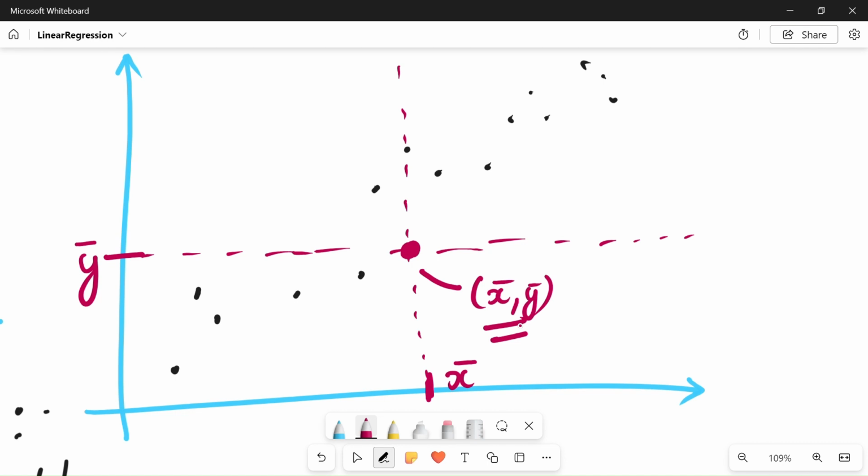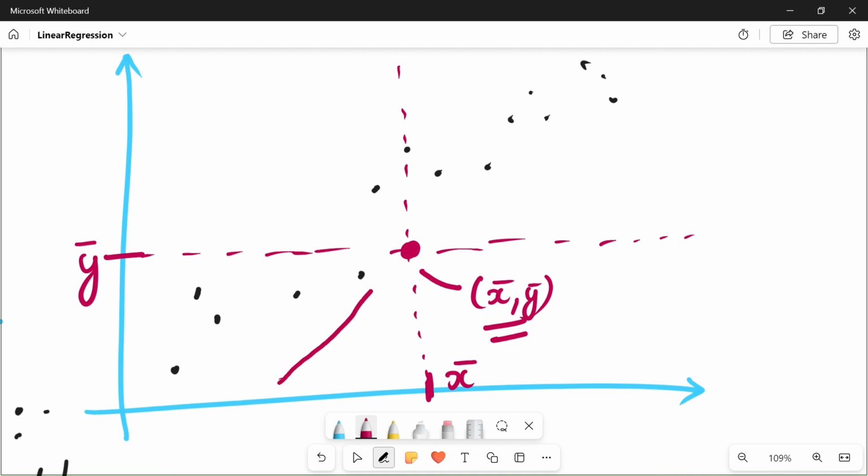So the mathematics is literally saying that if you want the best fit line, if you want to minimize the RSS, the residuals, the errors, then the best fit line must pass through this point, x bar, y bar. So let's say this is the initial line that we chose, which is not the best fit. So it will rotate about this point only. It will rotate about x bar, y bar only.